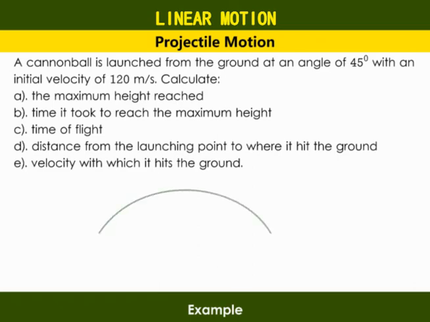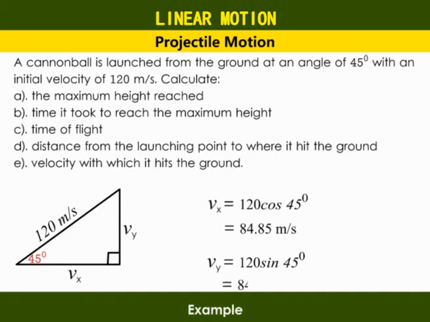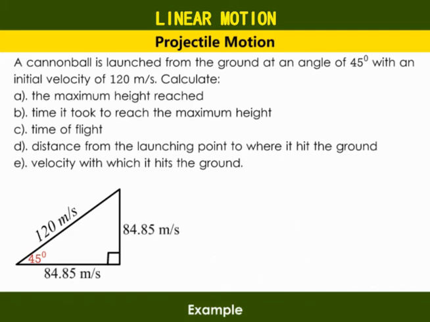Let us first calculate the vertical and horizontal components of the initial velocity. Vx is equal to 120 times cos 45, and that gives us 84.85 meters per second. And Vy will be equal to 120 times sin 45 degrees, again giving us 84.85 meters per second. Now we can solve the questions.